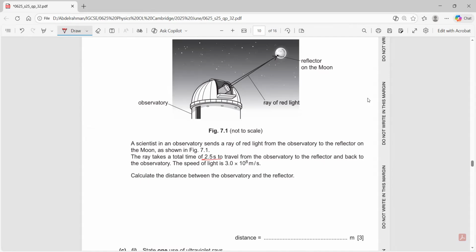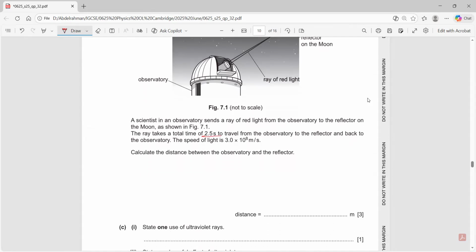Calculate the distance. Can I find the distance? Yes, I can find the distance. This is an echo. So in echoes, to find the distance, it would be the speed times time, divided by 2. The speed of light is 3 times 10 to the power of 8, times the time taken, which is 2.5, divided by 2, which is 3.8 times 10 to the power of 8 meters. Almost 380,000 kilometers.